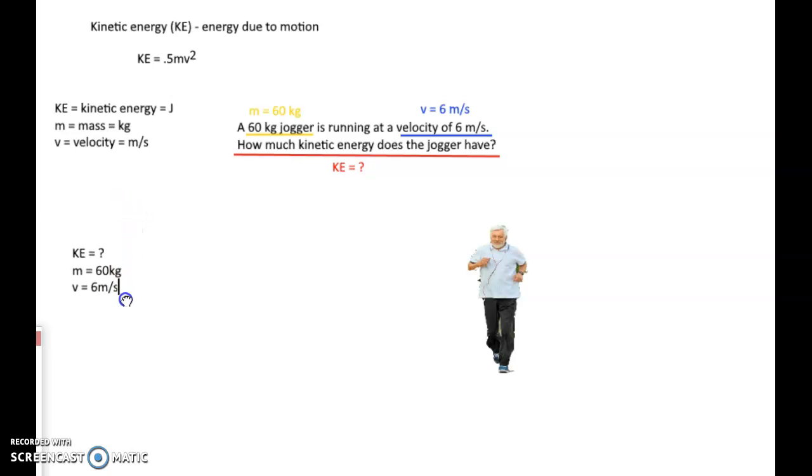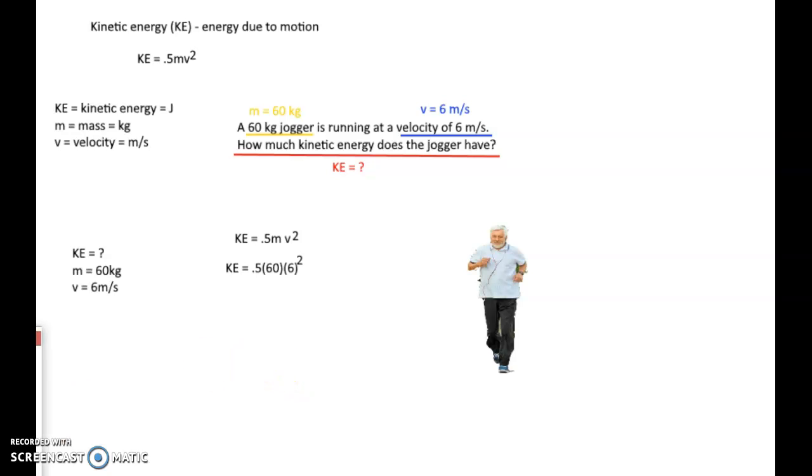Now, a lot of you probably could solve this without my help, but I'm going to go through it anyways. KE equals 0.5 times m times v squared. We do not know KE, so I'm going to leave that as KE. I'm going to bring down the 0.5. I do know my mass, it is 60. And I know my velocity, it's 6. But the 6 is squared. Don't forget to square. A lot of people do.